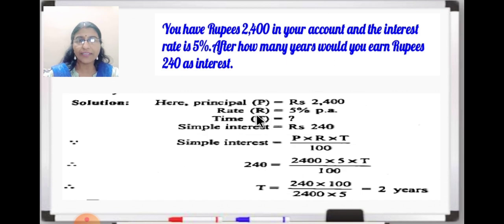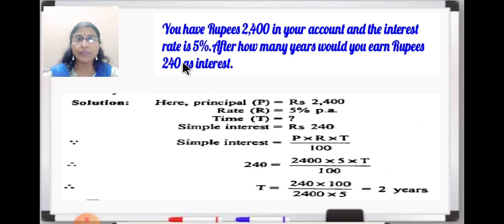First, as we have learned, whatever is given in the question, we will first write. We know principal, that is rupees 2400. Then we know rate is 5% per annum. Then time we don't know. So we will write time here because number of years we don't know. So T is equal to question mark. And then children, we are going to use simple interest formula which we have learned, that is, simple interest is P into R into T upon 100.